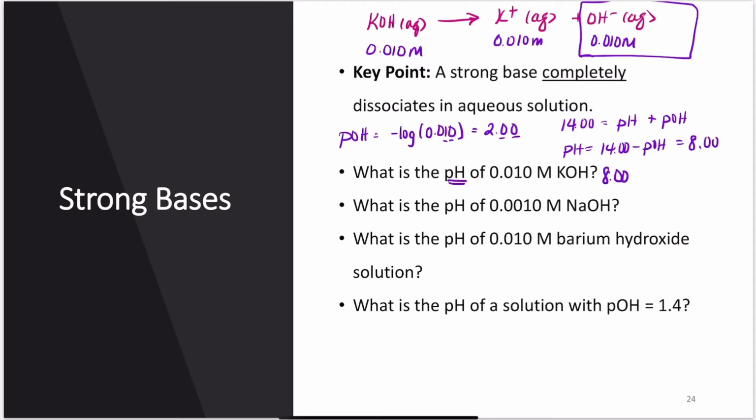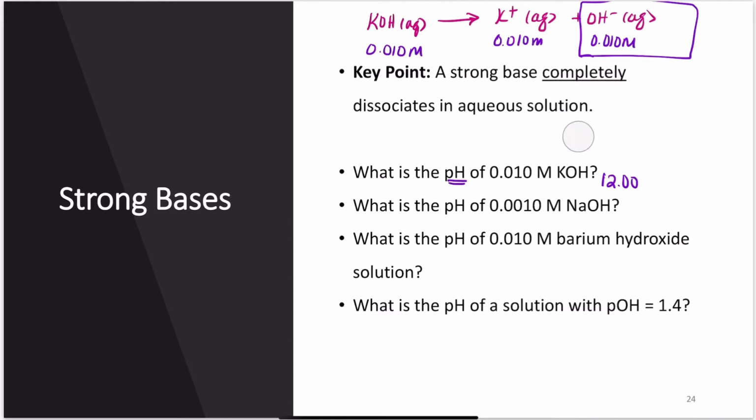Or I can't do math either. I'm doing well. 14 minus 2 is definitely not 8. 14 minus 2 is definitely 12. 12.00 is going to be the pH of a 0.010 molar KOH solution. What about the pH of 0.001 molar NaOH? I'm going to follow the same path. I'm going to say negative log 0.001. How many zeros is that? 2. 1, 2, 1, 0. It's going to give me 3.00, which is pOH, which means my pH is equal to 11.